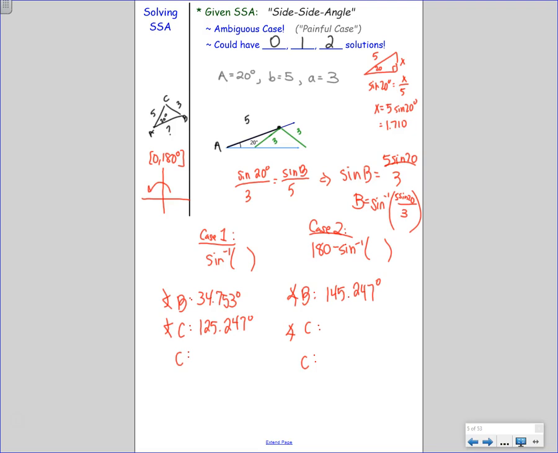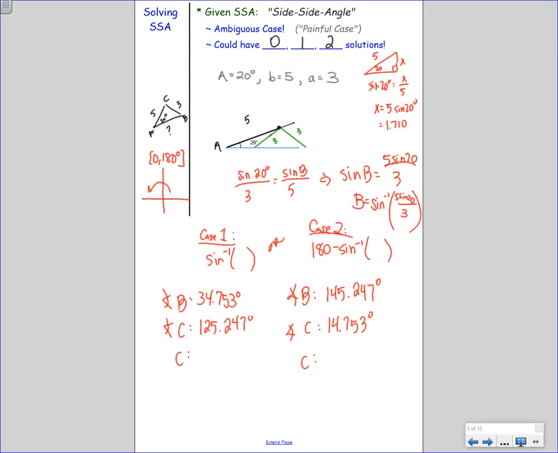Now over here we did 145.247 plus the 20 degrees subtracted from 180. I think you end up with 14.753. Yeah. Good. Okay. Now, pause. Does it make sense that these three angles make a triangle? Yeah, they all add up to 180. They're all less than 180. None of them are negative. That would be really weird. So we're good. So they are both possible ways of finishing the triangle given these three pieces.